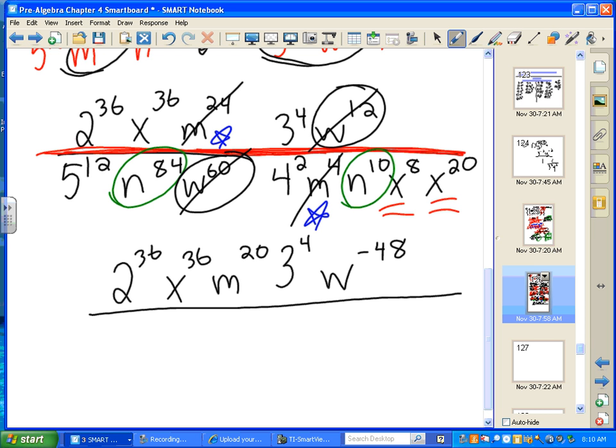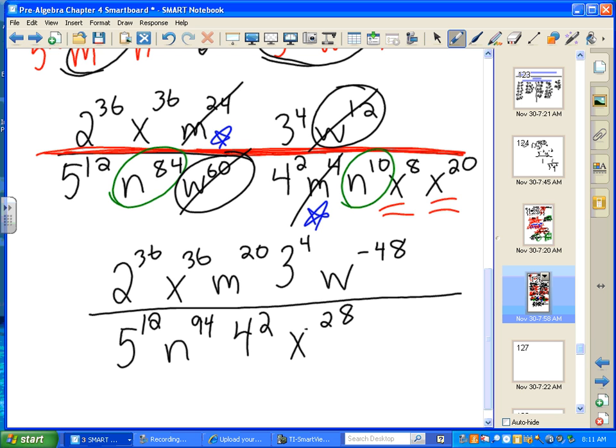The bottom, we have 5 to the 12th. Okay, what does the n become? The circle in green. Alyssa? Good. Are you okay with that? Okay, we already did the w, so rewrite the 4 to the 2nd. Adam, what does the x become? Good, x to the 28th.